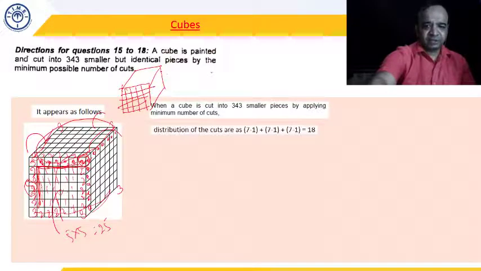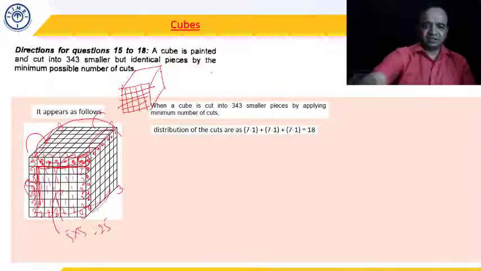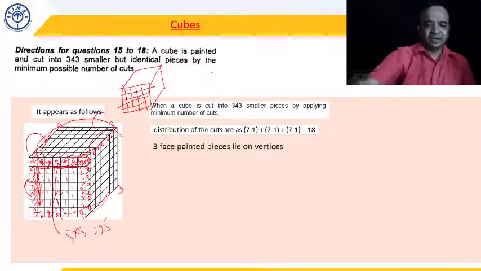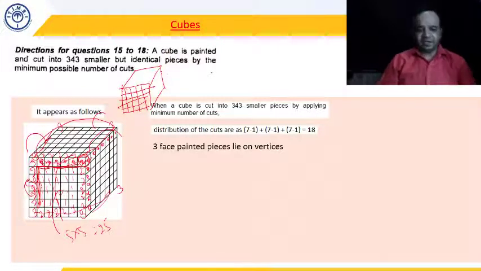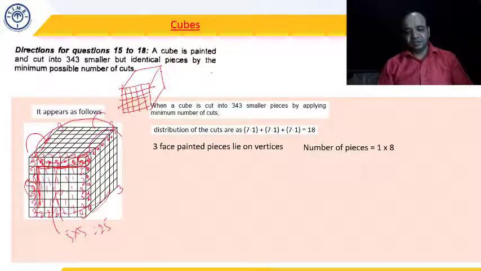So now I am going to explain it again here. When a cube is cut into 343 pieces by applying the minimum cuts, the distribution of the cuts is 7 minus 1, 7 minus 1, 7 minus 1, that is 6 plus 6 plus 6, equal to 18. Three face painted pieces lie on vertices, as we have observed here. That is, the number of pieces is 1 into 8.